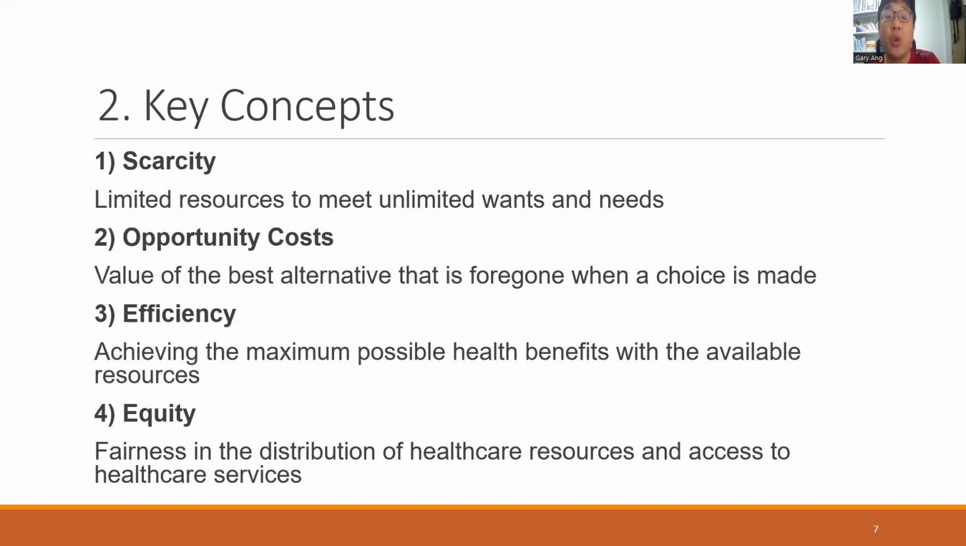Efficiency is about how you achieve the maximum possible health benefits with the resources given. There are actually 2 types of efficiency, technical efficiency as well as allocative efficiency, of which we will not cover in this lecture. Equity: fairness in the distribution of healthcare resources and how people have access to healthcare services. Whether it's fair, whether it's equitable.